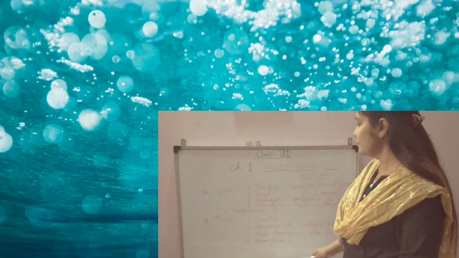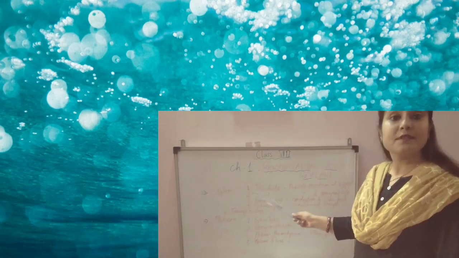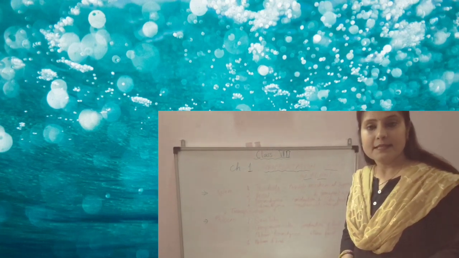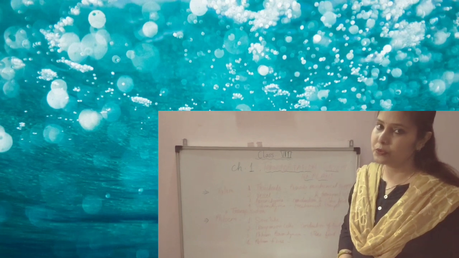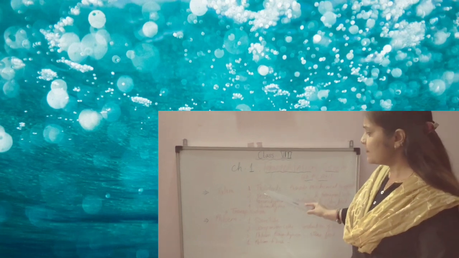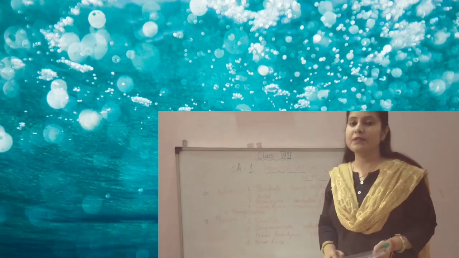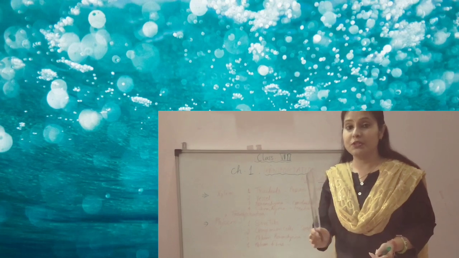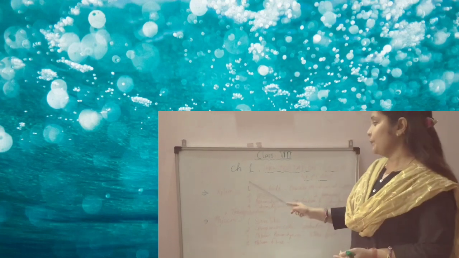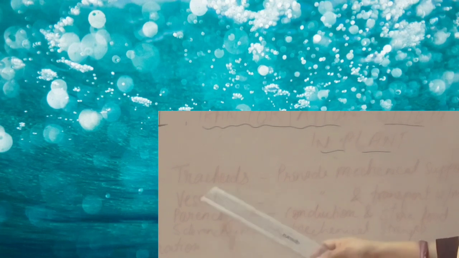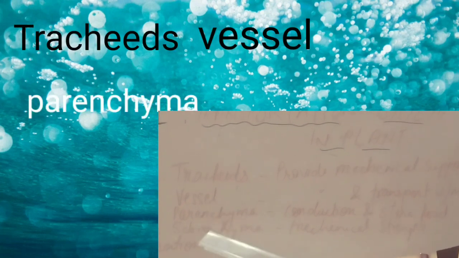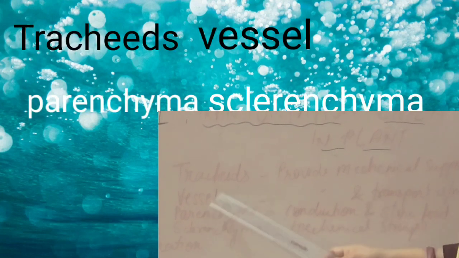Xylem has different types of cells. These cells unite together to form tissue. Because different types of cells are there, that is why it is known as complex permanent tissue. Now, these are of 4 types. First of all, we are going to discuss xylem. Xylem has 4 types of cells: tracheids, vessels, parenchyma and sclerenchyma.